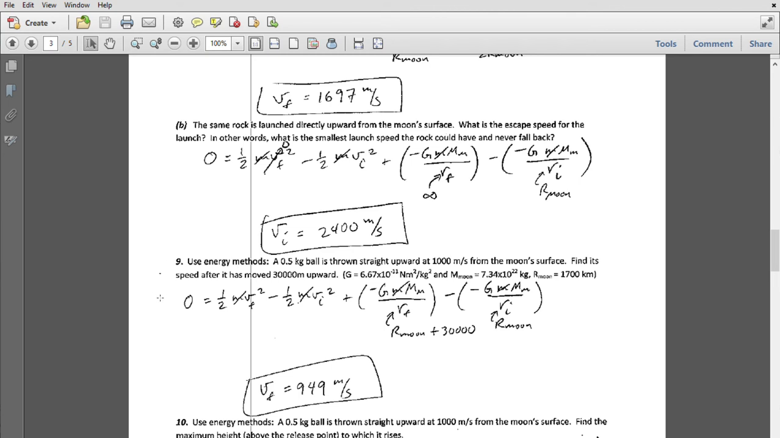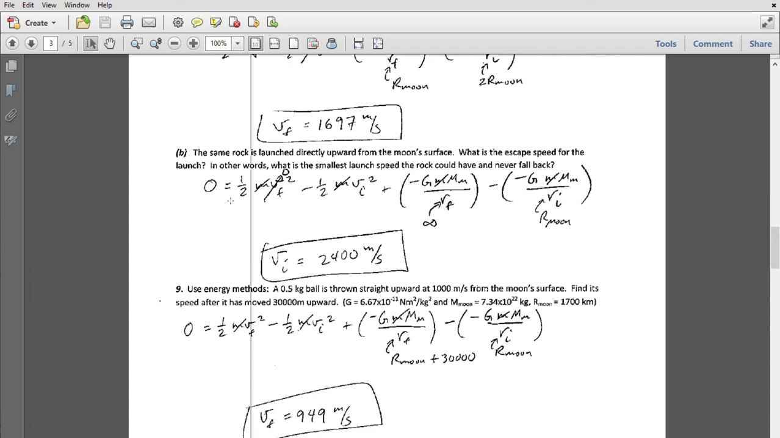So again, same system, no external forces to do work. Delta KE, v final is 0, so we'll plug that in there. v initial is what we're after. Oh, I'm sorry, I'm looking at the wrong problem. That's why I'm confused. Yes, so v final is 0, v initial is what we're after, r final is infinity, and r initial is the radius of the moon. That's when it's launched from 1 moon radius from the center of the moon. Solve for v initial, and we get 2,400 meters per second.